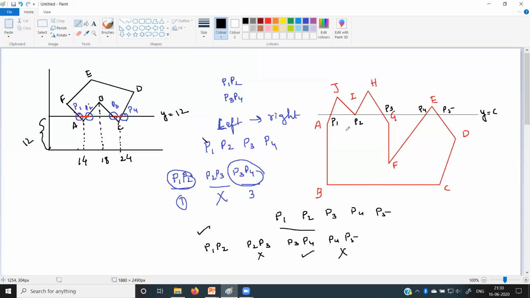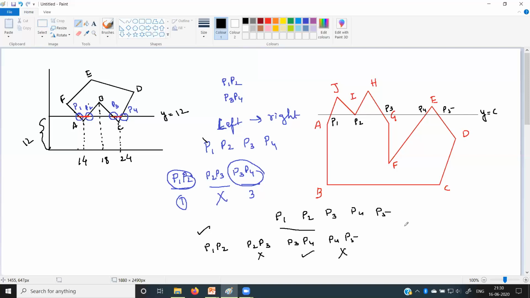And as per our logic, we are taking P1, P2, we are discarding P2, P3, we are taking P3, P4, we are discarding P4, P5. So if you can see, we are discarding those segments which are inside of the polygon. So we have to add some extra condition when a scan line passes through a vertex.